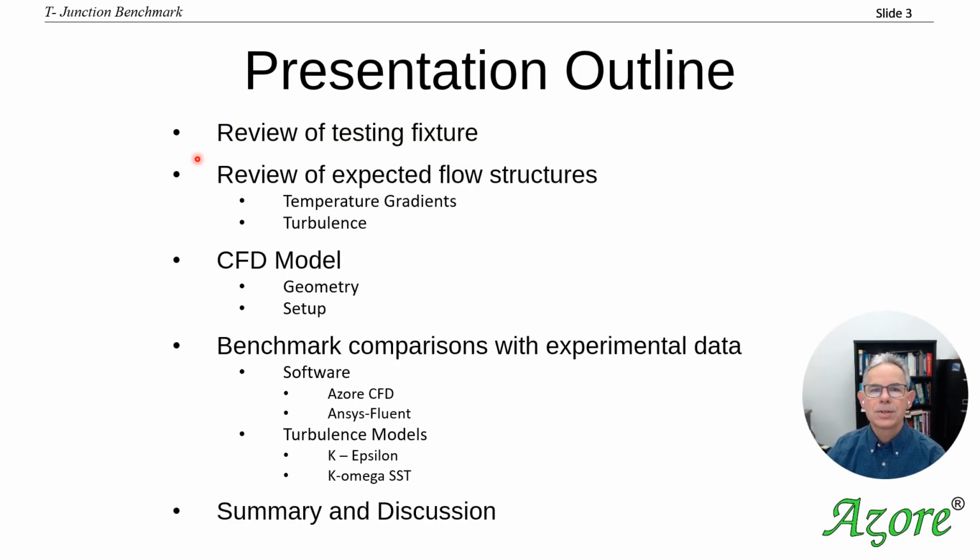So I thought maybe we'd start with an outline of what we're going to talk about in this presentation. We're first going to review what the geometry of the test fixture is and how it is set up. Then we're going to look at the flow structure. We looked at the path lines here, but we're going to look more closely at what we might expect in terms of temperature gradients. This is a turbulent flow problem, so we'll have a discussion about what turbulence means and how it might impact our predictions in this geometry.